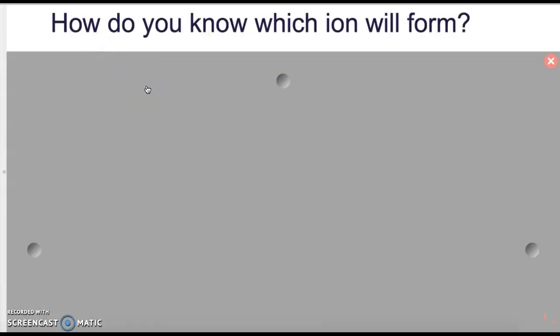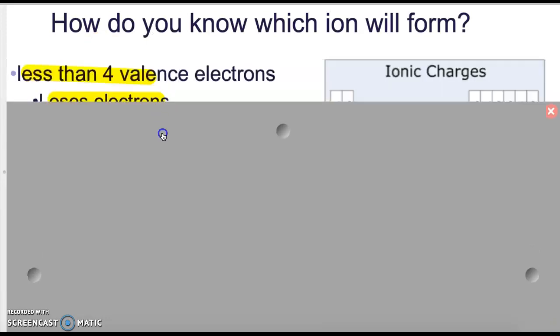Okay, so how do you know which ion will form? There's kind of a cheat way, essentially, to think of it.